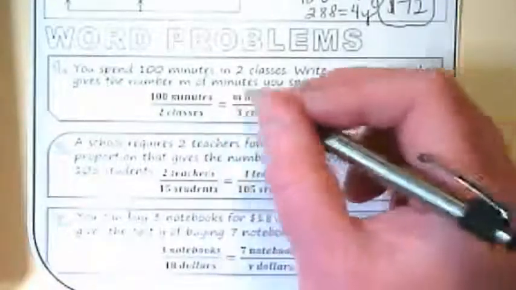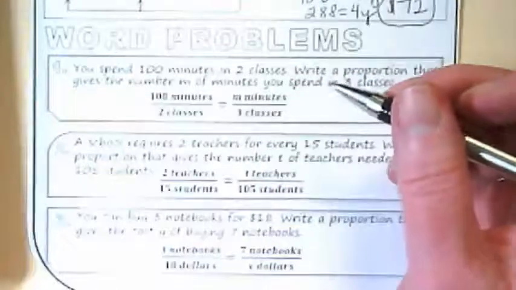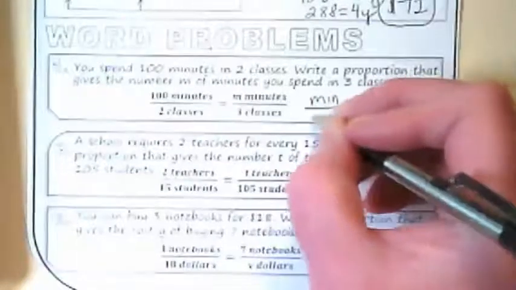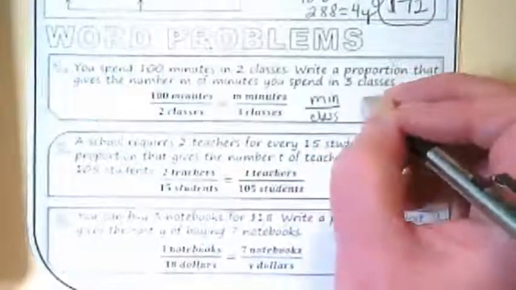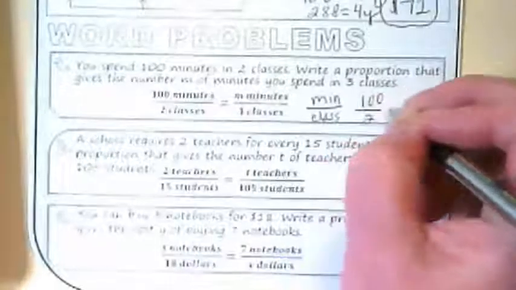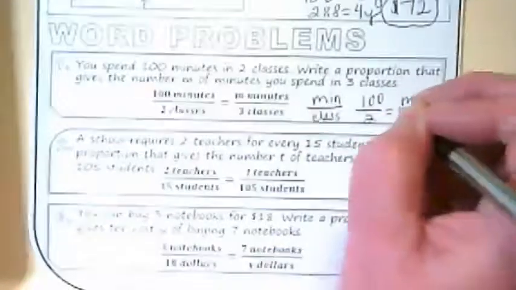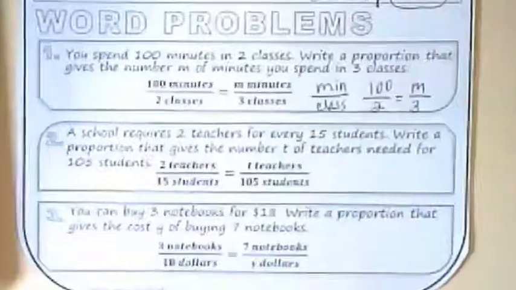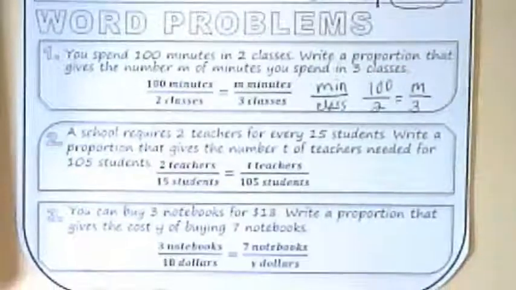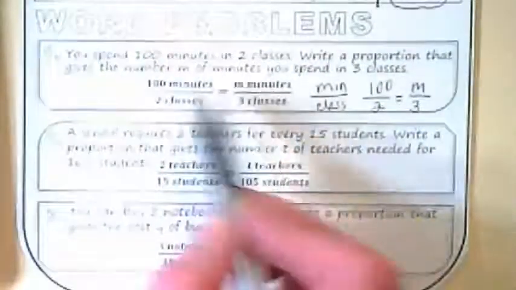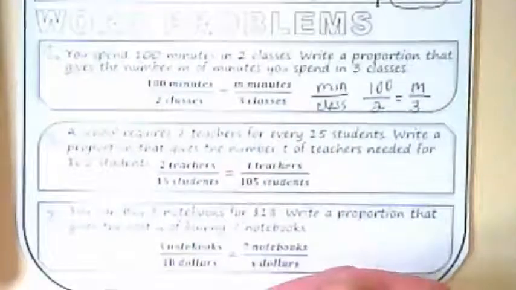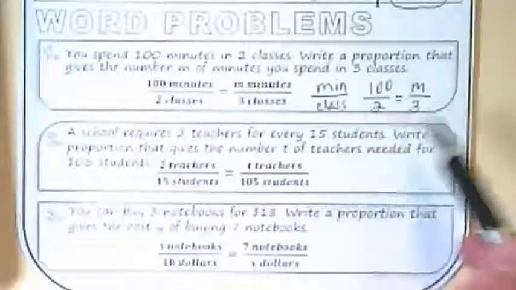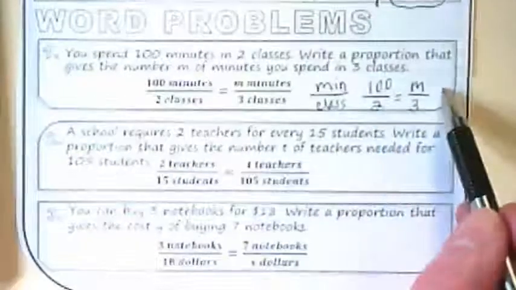I don't write it this way typically. I think that this is a lot. Here's my shortcut way of writing it. I would just put minutes, class, and then I would do 100 over 2 is equal to m over 3. I think that this is a lot more writing to get to the same ratio. Do you see what I did? I just pulled the words to the front. And that way I'm making sure that what ends up on the top and the bottom are in the right places.